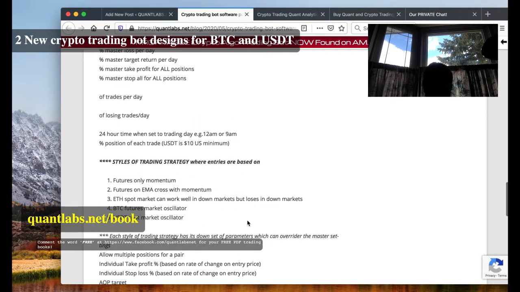Okay, so in here, the 5 styles we're dealing with right now, and I can add more, and these are good for not all times, so you may want to turn off certain strategy styles based upon market conditions.